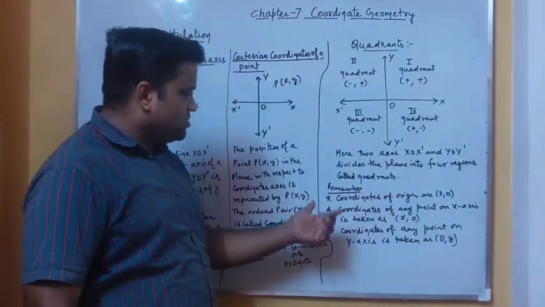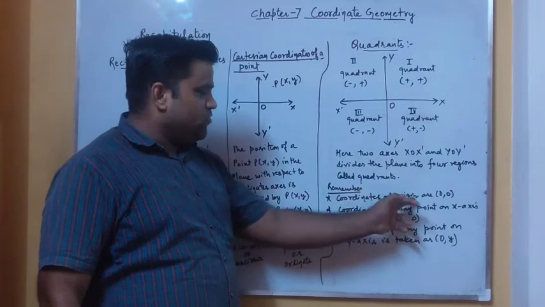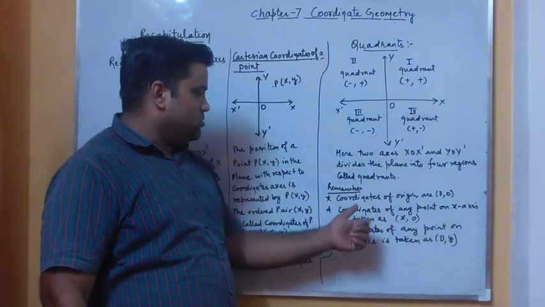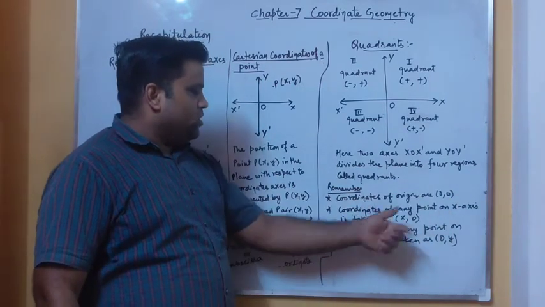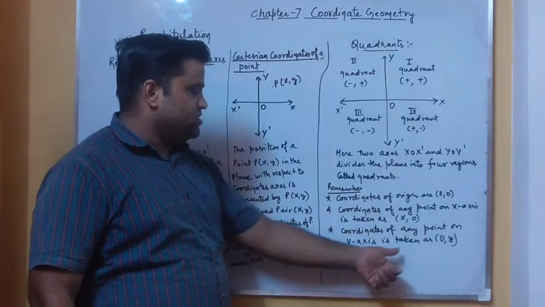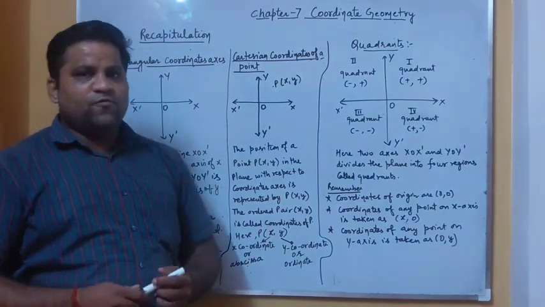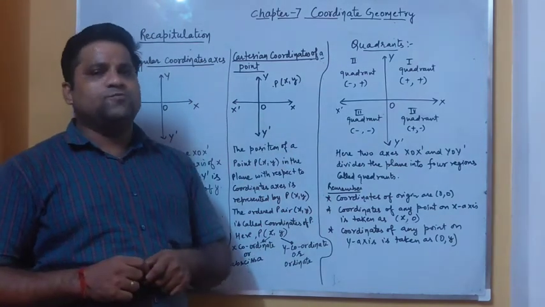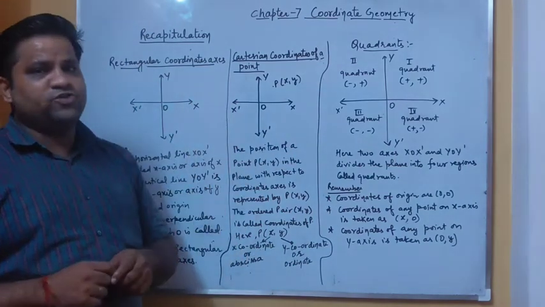Here we need to remember some points. The coordinates of the origin we always take as (0, 0). The coordinates of any point on the x-axis are taken as (x, 0), and the coordinates of any point on the y-axis are taken as (0, y). This is the required recapitulation of the topics of coordinate geometry which you have studied in your 9th class.